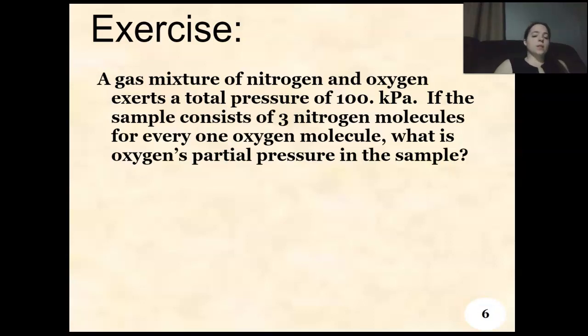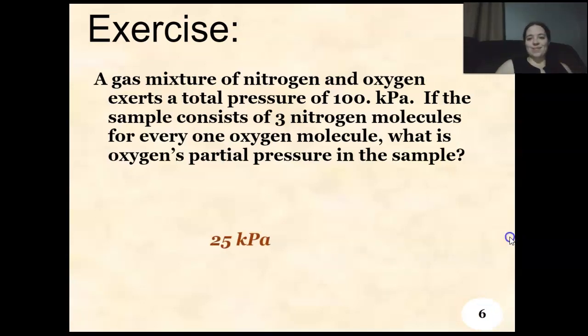A gas mixture of nitrogen and oxygen exerts a total pressure of 100 kPa. If the sample consists of three nitrogen molecules for every one oxygen molecule, what is the oxygen's partial pressure in the sample? Whoa. Okay, so how do I figure that out? Well, we have three nitrogens, one oxygen. Three plus one is four. If there's 100, 100 divided by four is 25. So I have 25 here, 25, 25, 75 here, 75 and 25. Oxygen is 25 kPa. Okay, that's simple.